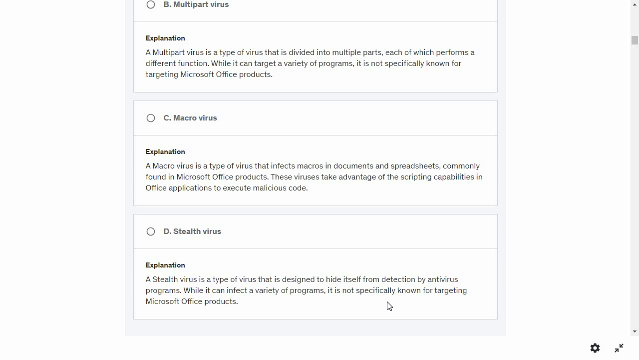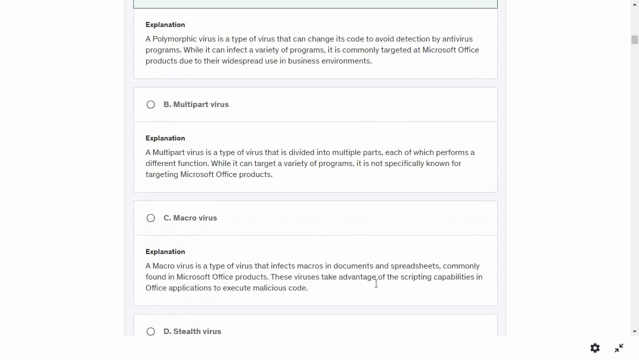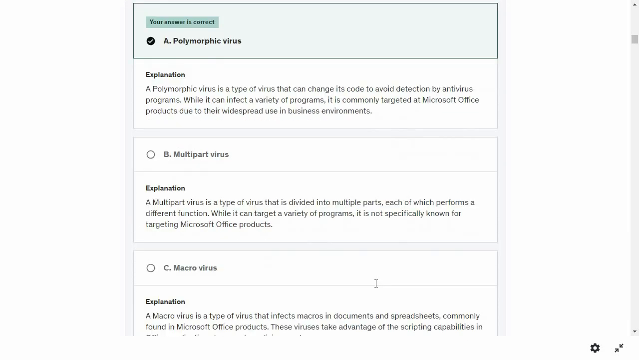Stealth virus. Stealth virus is a type of virus that is designed to hide itself from detection by antivirus programs. While it can affect a variety of programs, it is not specifically known for targeting Microsoft products. So this also is not the correct answer for our scenario. So the correct answer is polymorphic viruses.